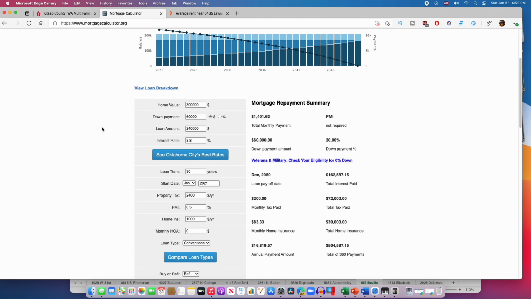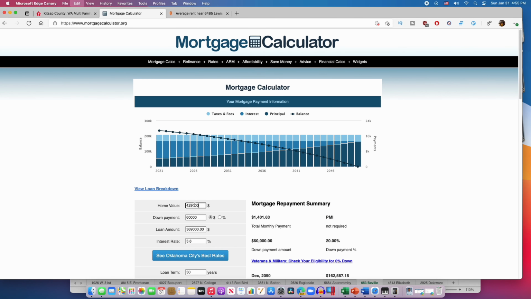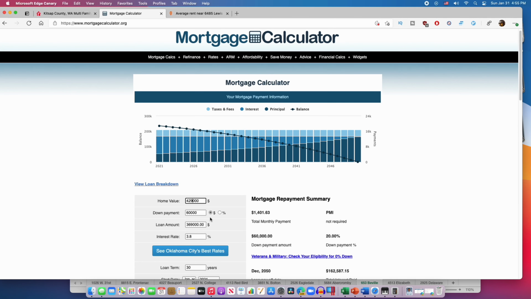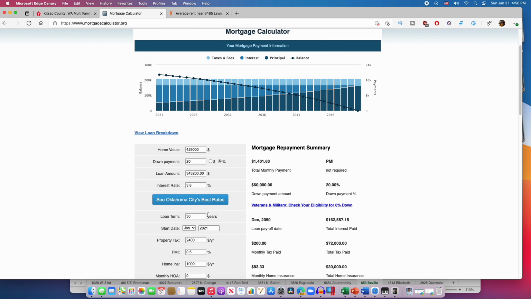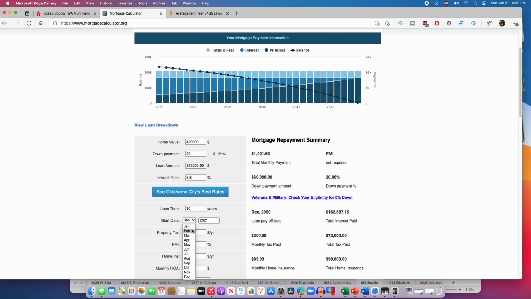It's $429,000. We're going to go to mortgagecalculator.org, and we're going to figure out if this is a deal. So $429,000. We're going to put down 20%. My VA clients put down 0%. But the numbers usually don't work if you do that. So we're going to see what happens if you put 20% down. And interest rate 3.8 is a little high for someone with good credit, but let's see if it works at 3.8. It's a 30-year loan. It's going to start next month.